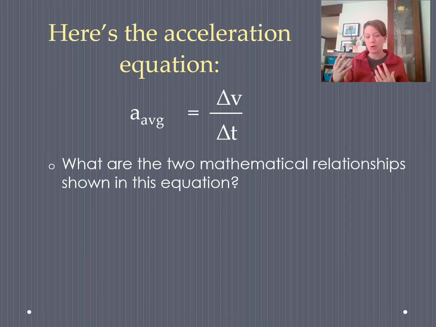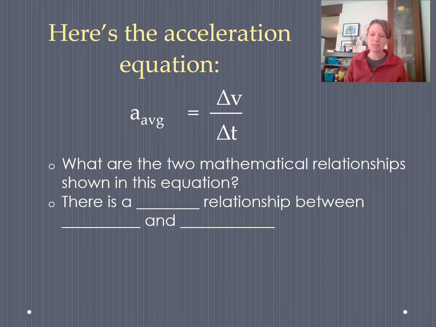If we're given an equation, we have to be able to figure out what are the mathematical relationships that are shown in that equation. How can we break that equation down? So please take a second and see if you can write in your notebooks, based on that equation, there is a blank relationship between blank, and then again for the second mathematical relationship that's shown.